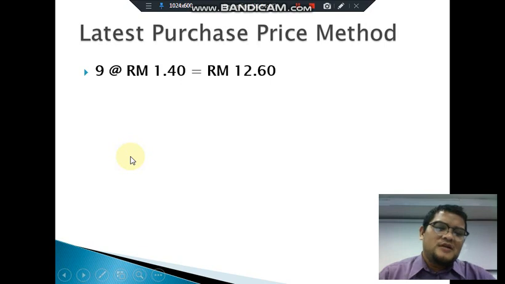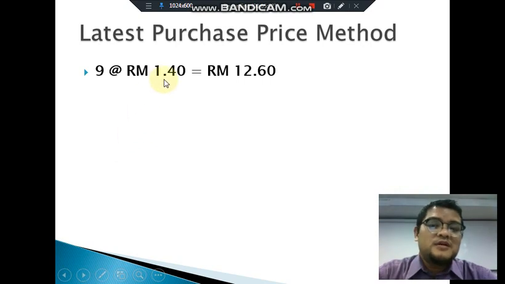Latest purchase price method, why do certain restaurants use this method? Because the latest purchase price is the current price. I give you an extreme example. If you were to sell back all the cans, what is the latest purchase price or latest value? The latest value is 1 ringgit 40. So that is the most logical to them, because even though they buy on different dates, this is the current value. Why don't you use the current value? So they also have their logic for using this method.